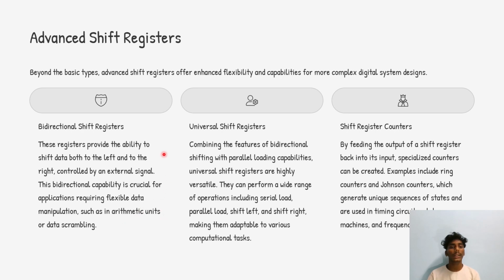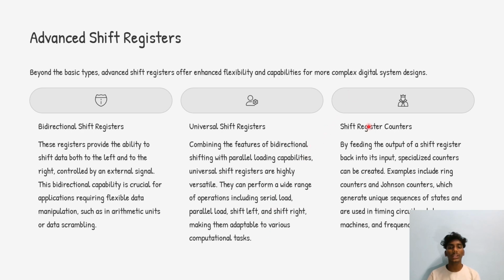The bidirectional capability is crucial for applications requiring flexible data manipulation, such as in arithmetic units or data scrambling. And the next one is universal shift registers. Combining the features of bidirectional shifting with parallel loading capabilities, universal shift registers are highly versatile. They can perform a wide range of operations, including serial load, parallel load, shift left, and shift right, making them adaptable to various computational tasks.